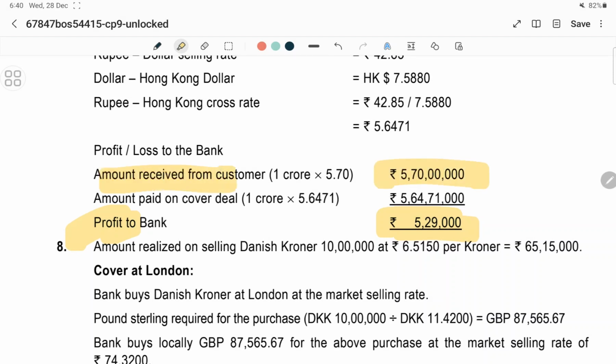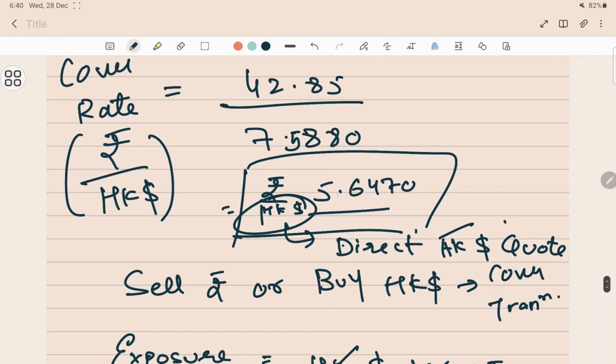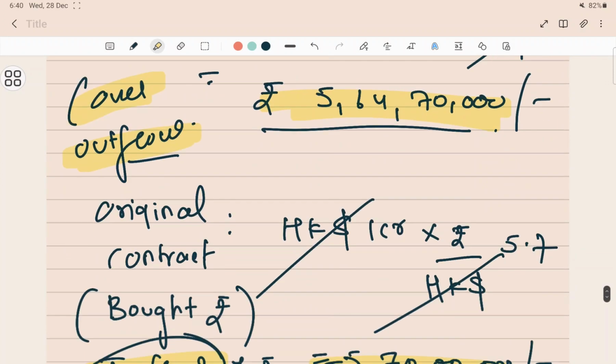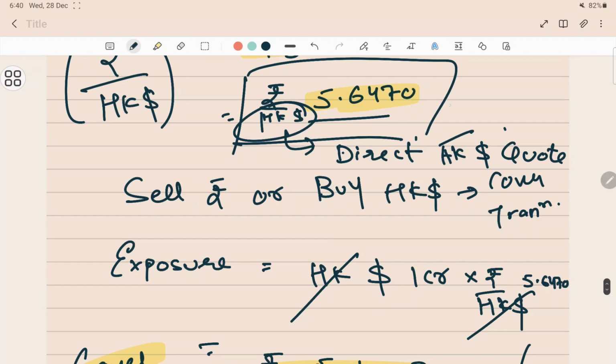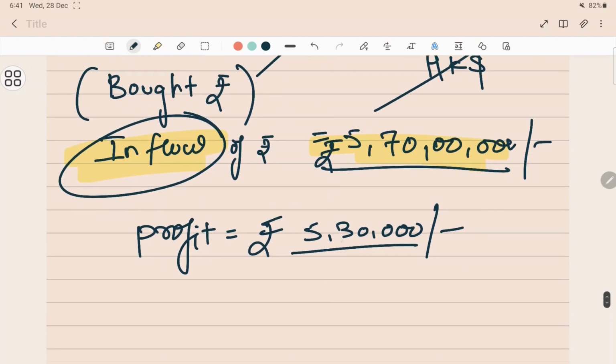See, this is the correct amount received from the customer, 5.7 crore, and paid to cover the deal is 564.71, that is 5.6471. What we did was 5.6470. This is not 71, it's 70 only. See, 42.85 divided by 7.5880. So this is probably a rounding difference. Hence, if you take 5.6471 instead of this, then your answer will be 5,64,71,000, and here the answer will change to 529.